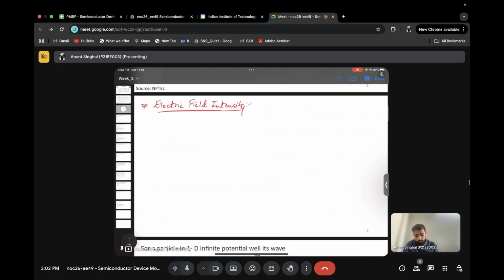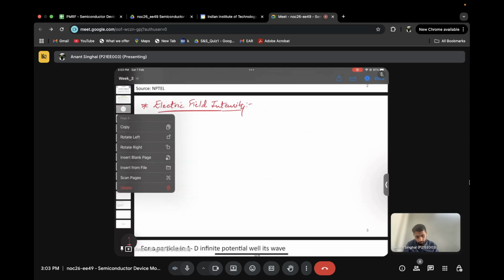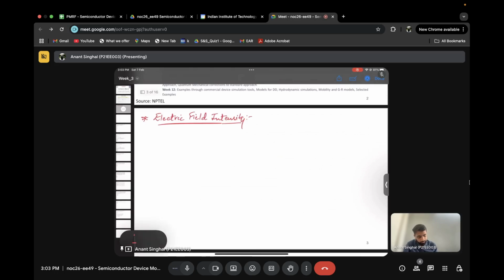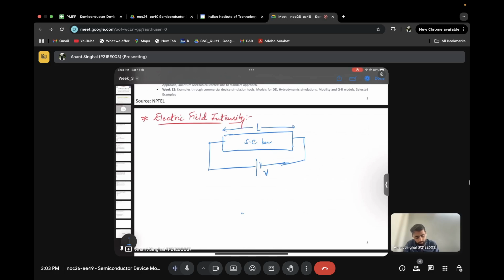So what is electric field intensity? Let me try to explain in very basic words as of now. Since we are talking about silicon here, let's say we have a semiconductor bar which is made up of silicon. And what we do is we apply a certain voltage, let's say V volt. Let's say this silicon bar has a length of L. What we see here is a positive voltage. Let's say this is at x equals 0 and this is x equals L, right?